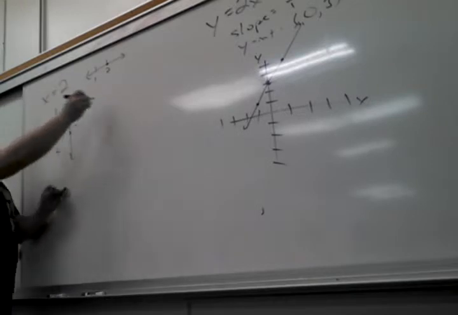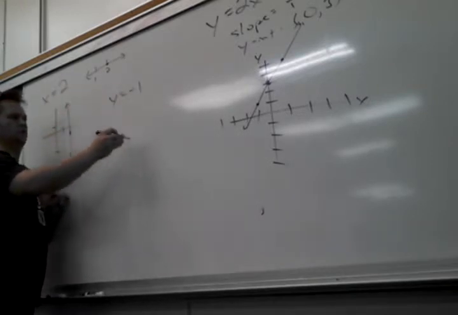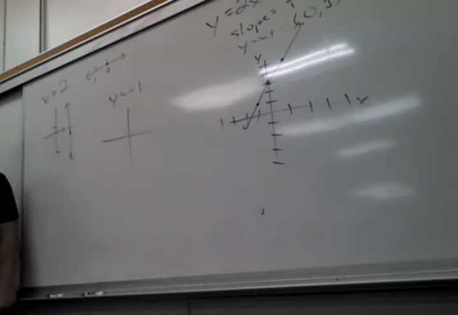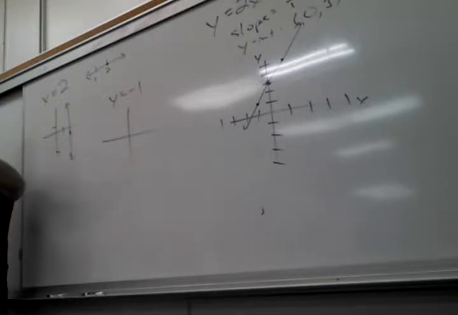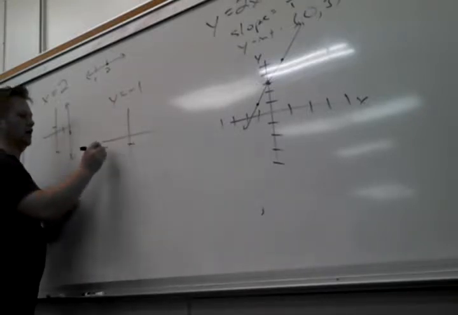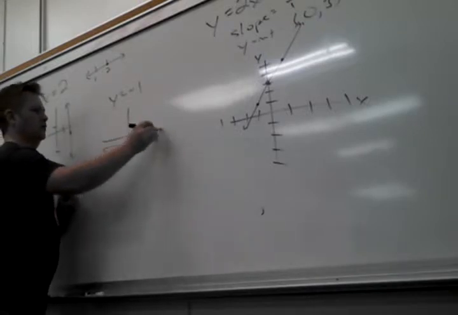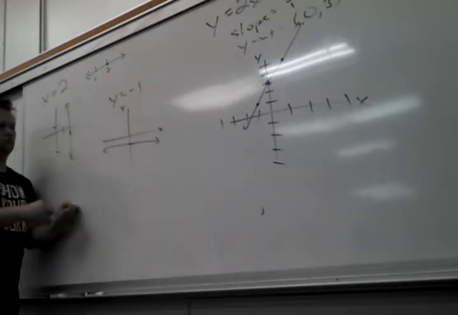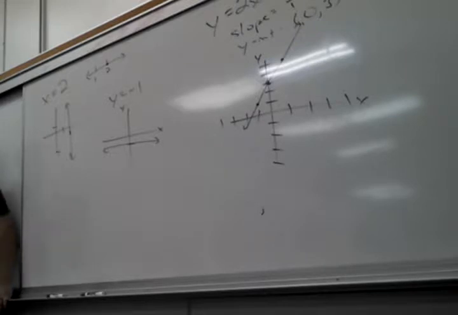So what do you think about y equals -1? x can do whatever it wants, so it's going to go this way. It's going to be horizontal, because y is stuck somewhere, so I can't go up and down. I can only go left and right. Cool. So be really careful.